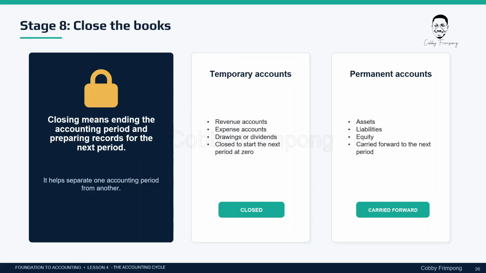Stage 8. Close the books. The final stage of the accounting cycle is closing the books. Closing the books means ending the accounting period and preparing the records for the next period. Temporary accounts such as revenue accounts, expense accounts, and drawings or dividends are closed. Permanent accounts such as assets, liabilities, and equity are not closed. They are carried forward to the next period.